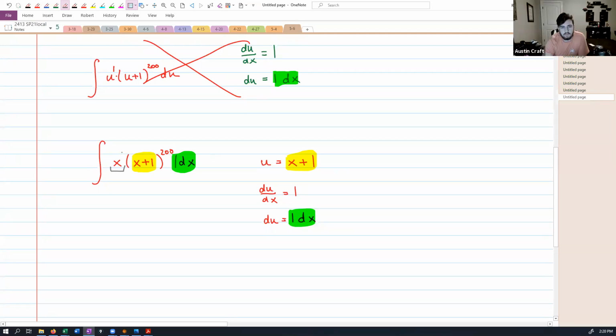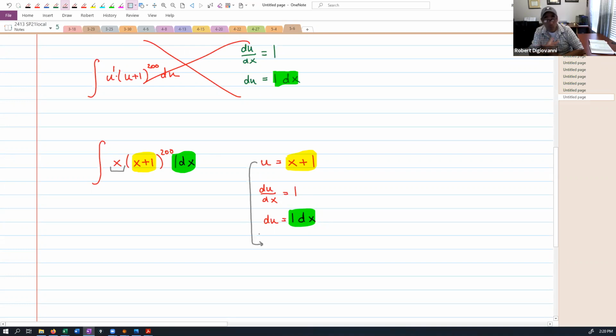U minus 1. Yeah, I'm going to take this equation right here. I'm going to solve it for x. So I'm going to subtract 1 on both sides. Now I have an expression for x. I'll make this blue. X can be replaced with u minus 1.